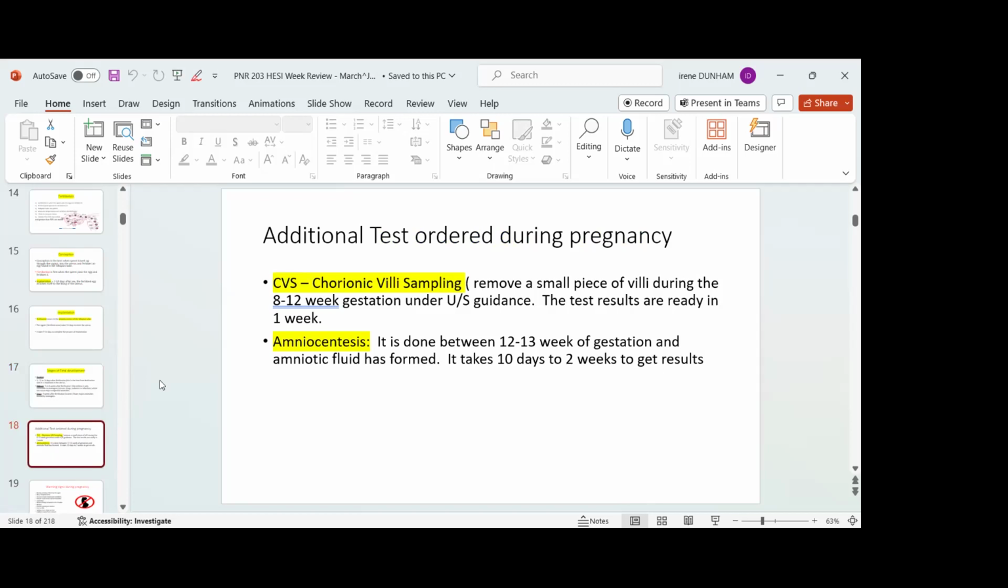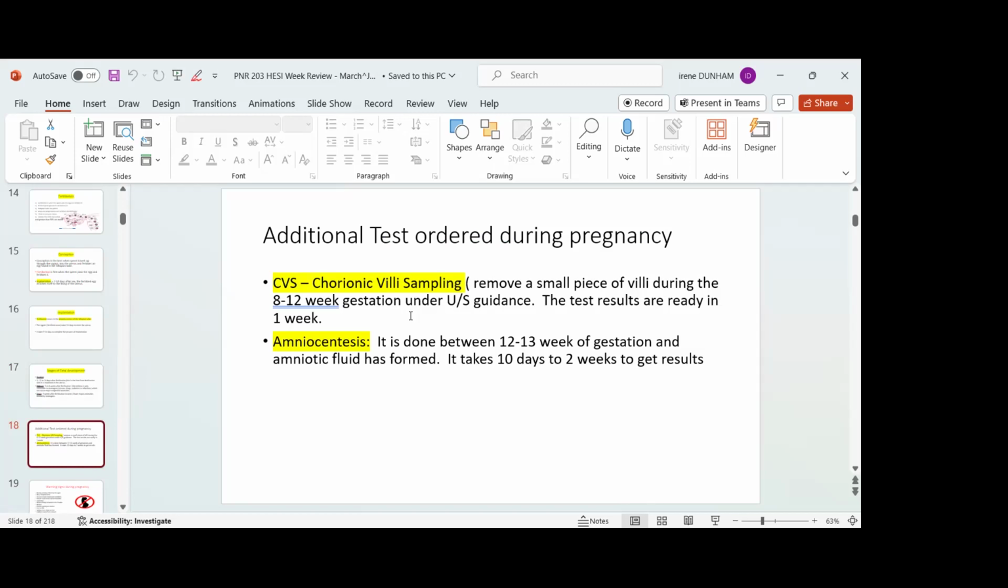So the CVS, which is your chorionic villi sampling, occurs around week 8 to week 12. We can do that test. What we're doing is removing a small piece of the villi, the tissue inside the endometrium. And we do this all the time, guys. We do it under ultrasound guidance. We just don't go in blindly. We make sure we have ultrasound guidance. And the test is done, and it's a good test. And it's one week.